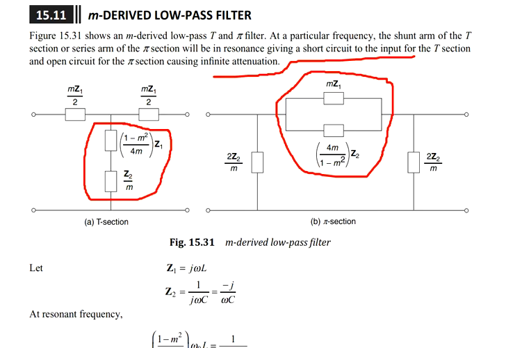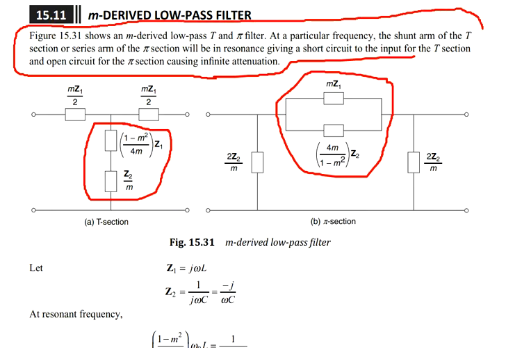And here also if you substitute this infinite in place of this particular arm resistance or impedance, again you will be getting infinite attenuation. That's why this sentence is given, which is very important. So this is the logic behind the designing of M-derived filters. So to understand it better, read it.